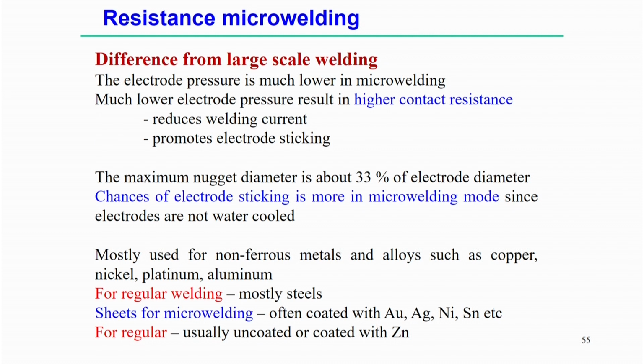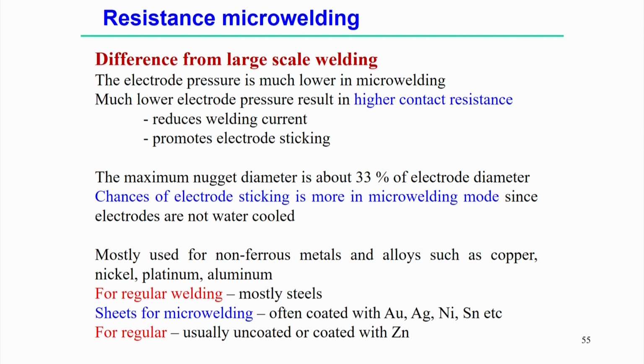If you see, the electrode pressure in the micro welding process is definitely much lower as compared to the conventional welding processes. Much lower electrode pressure results in high contact resistance, and high contact resistance also reduces the welding current. Of course, the difficulty is that it promotes electrode sticking.